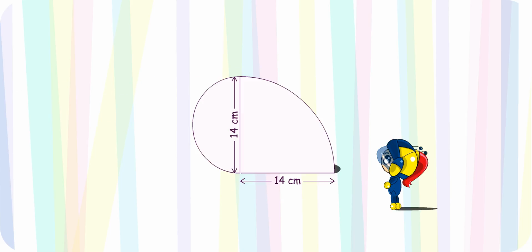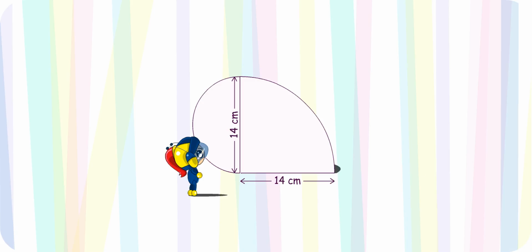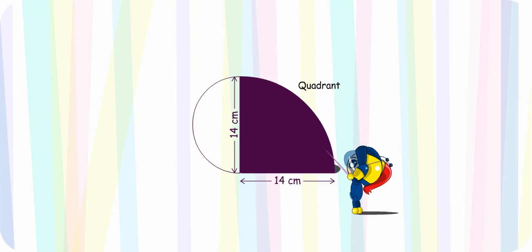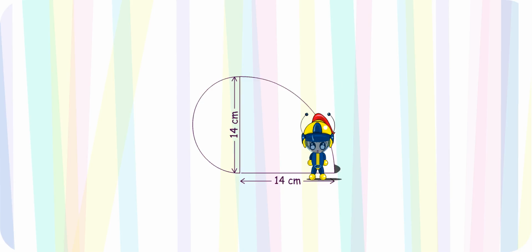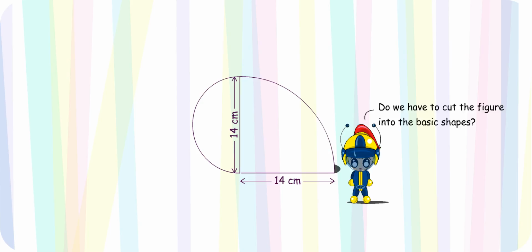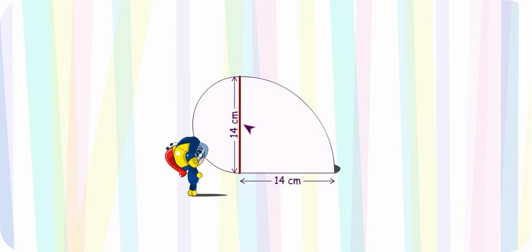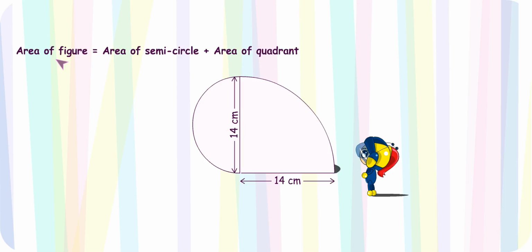Look at this figure here. What shape is it, Turbo Girl? I think it is made up of 2 basic shapes, a semicircle and a quadrant. That's right. Now we have to find the area of the figure. Okay, do we have to cut the figure into the basic shapes in order to find its area? Yes, we do. It is easier for us to find the area of basic shapes. From here, we can tell that the diameter of the semicircle is also the radius of the quadrant. The area of the figure is made up of the area of the semicircle plus the area of the quadrant.